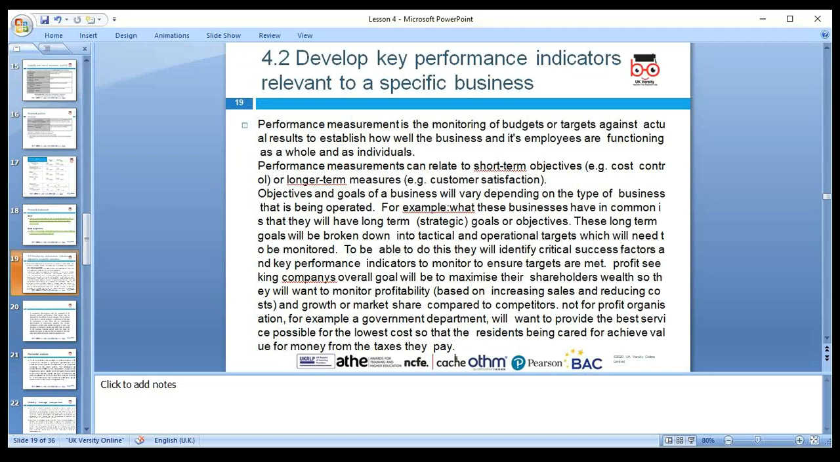So 4.2 is develop the key performance indicators specific to business performance measurement, monitoring budget and the target against actual result. So monitoring budget: what is the budget? What is the actual result? And the difference is called variance. So your budgeted figures against your actual result give a variance. That's why we call it the benchmark. You can look around at what is actually your cost. We need to make sure we control it. Customer satisfaction is a key that can be effective in the long run. So if you want to measure someone's performance, it equals time, cost, and quality.